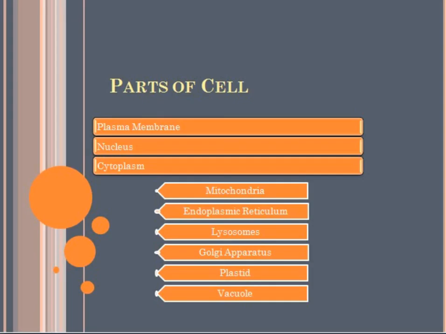Now, there were six organelles that we have discussed in this video. These are parts of the cell. So we are going to discuss in further videos the plasma membrane and the nucleus in detail. And in today's video we have studied about mitochondria, endoplasmic reticulum, lysosomes, Golgi apparatus, plastid, and vacuole. So in the next video we are going to study about the different cells that are found in humans. There are 7 different cells that are found in humans that we are going to discuss in the next video.